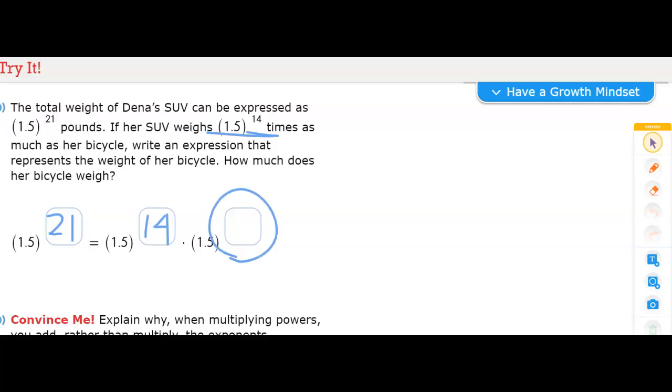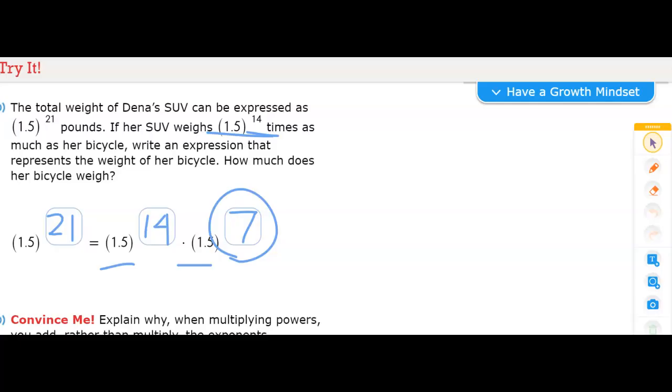I know from the example that when I'm multiplying bases, which are the 1 5/10, if they are the same, I can just add the exponents. In this case, I don't have that other exponent, but I know the inverse of addition is subtraction. So if I subtract 21 and 14, I will find that my missing exponent is 7.